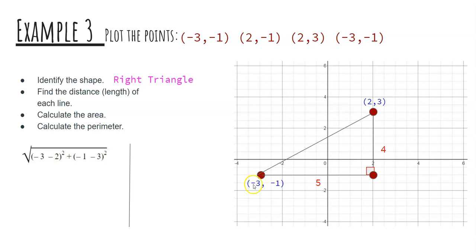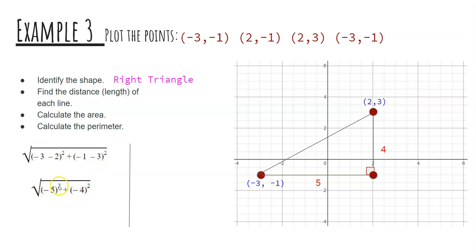We have -3 minus 2 squared. Then for the y, we have -1 minus 3 squared. So that's the setup right here. So now let's simplify this. So -3 minus 2, and then we have -1 minus 3 is going to give us -5 and -4 right there. So that's what we get right here.